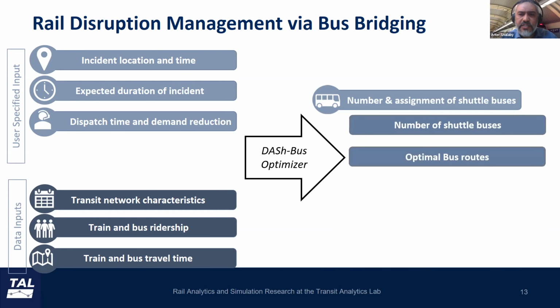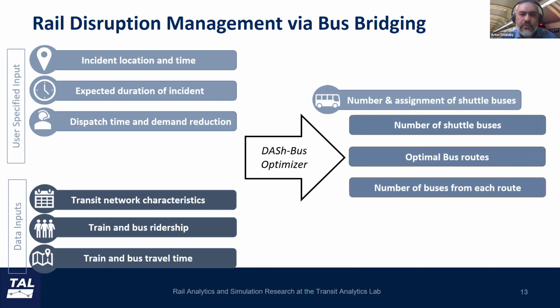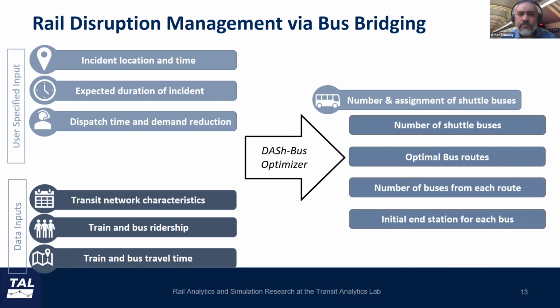And so it determines the number of shuttle buses, the optimal bus routes where those buses should come from, and the number of buses from each route. And it computes, again, a number of metrics. So this is a module that was built within NEXUS that utilizes some of the capabilities of NEXUS as well. And it's meant for rail disruption management.